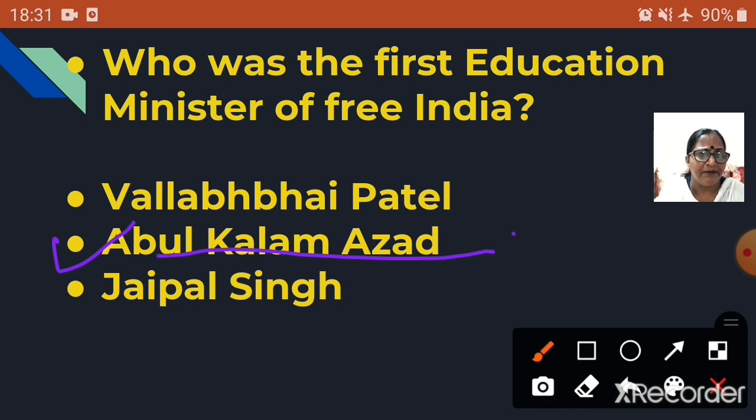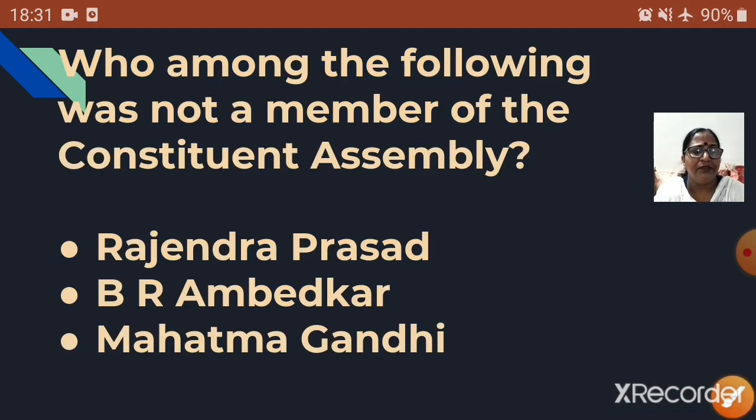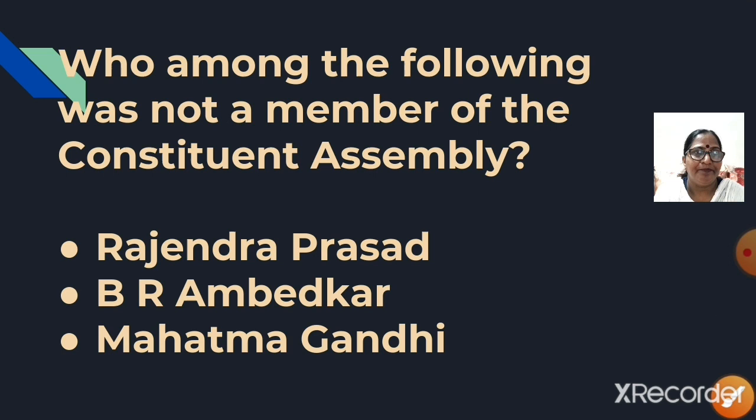This one is easier. Next, let's move on. This one is very easy. I'm sure all will be able to answer this one. Who among the following was not a member of the Constituent Assembly of India? And your options are Rajendra Prasad, B.R. Ambedkar, and Mahatma Gandhi.